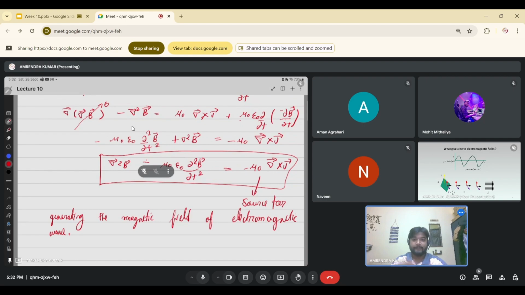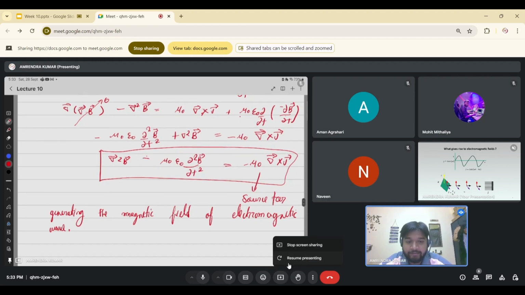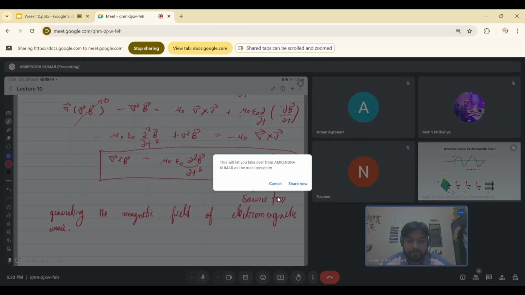Now, with this we can see very easily how this can be understood in the real world. So this was all the mathematical description, but let us see an example where we can easily see how these electromagnetic waves are generated. So I will resume presenting.